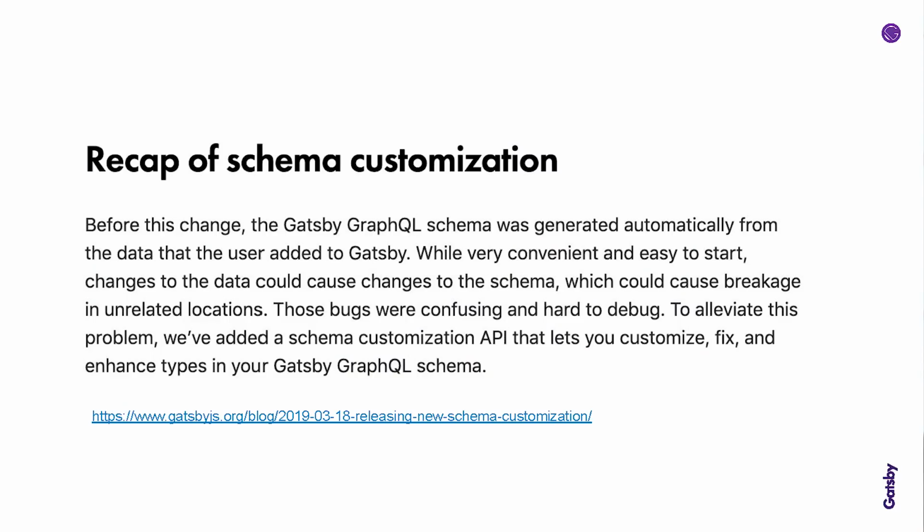And a recap of this is that before this change, the schema was only generated automatically from the data. We would take your data that came in and we would infer it to generate the schema. But this could create bugs.